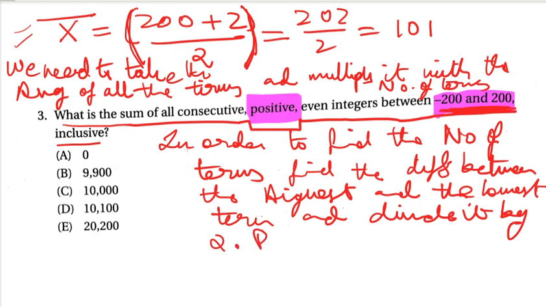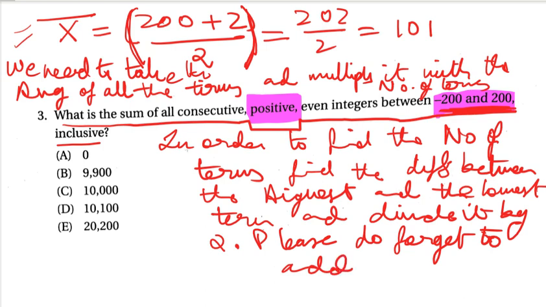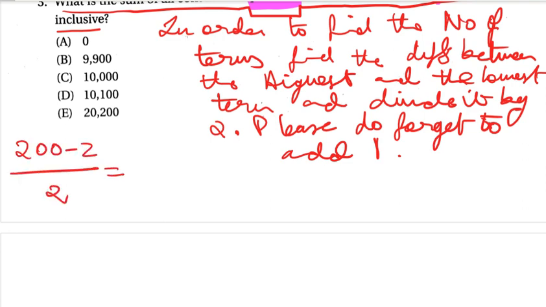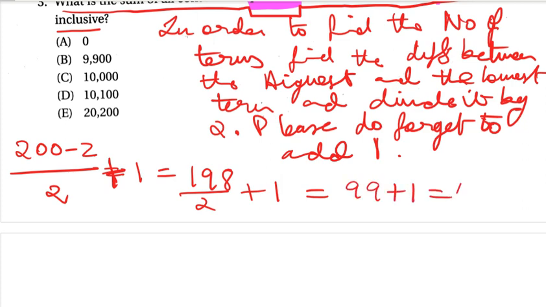And please don't forget to add 1. Why? Simply because they are in between them, so you will get a term that is plus 1. So the maximum is 200 minus 2 divided by 2. So eventually you will go plus 1, of course, don't forget the plus 1, that is 198 divided by 2 plus 1, which is equal to 99 plus 1, that is 100 terms.